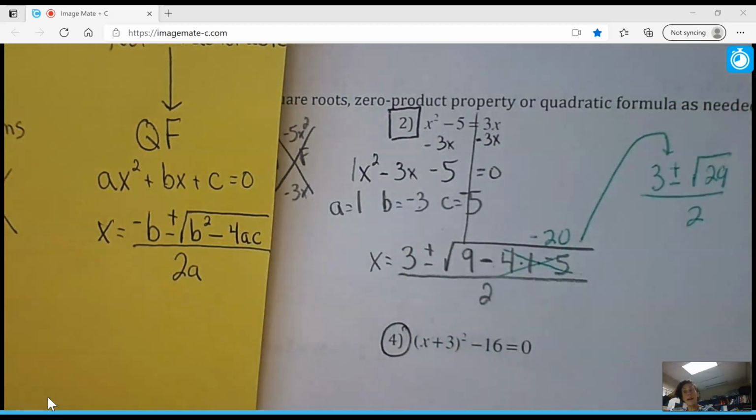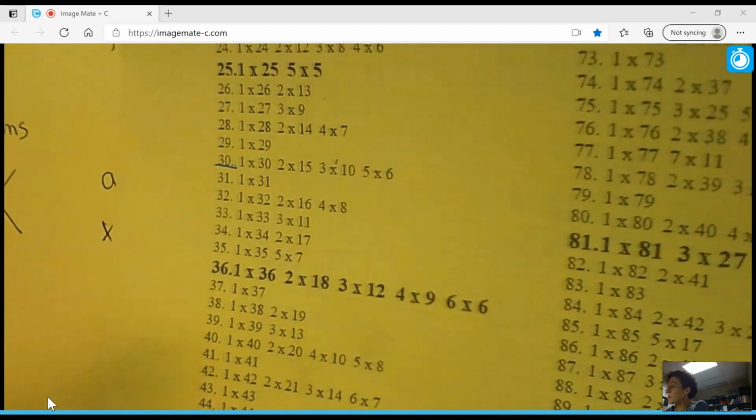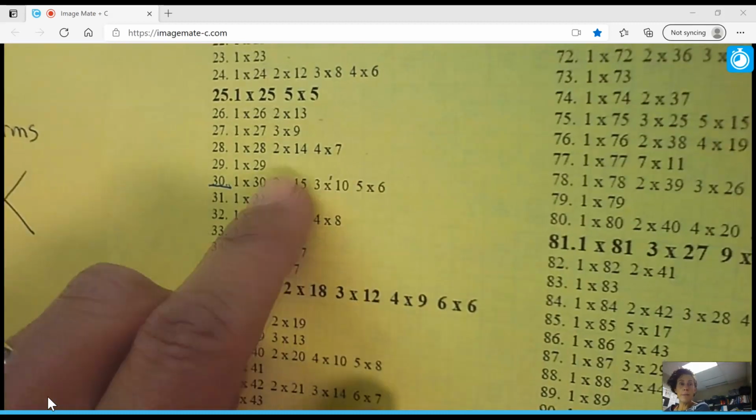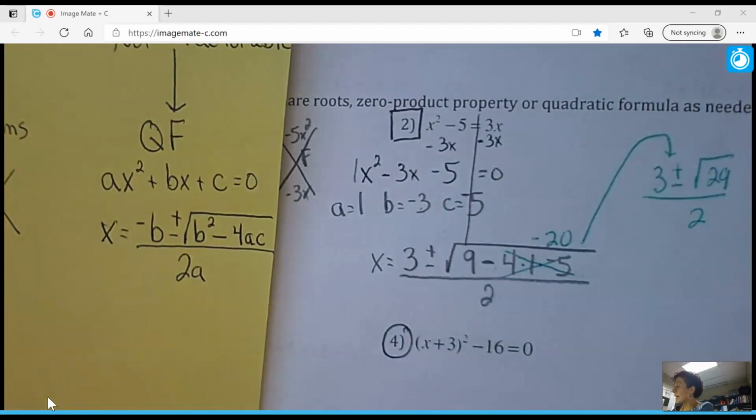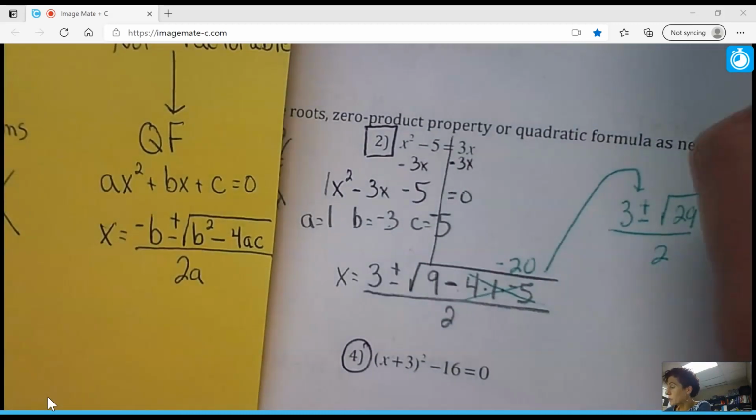So this is where we talked about the good answer, the better answer, the best answer. I do want you to think about 29. 29 is not perfect, but maybe it has factors that are, and if it does, we'll deal with that, but if it doesn't, then we're done. And so the only factors of 29 are 1 and 29, and so we have our 2 answers.